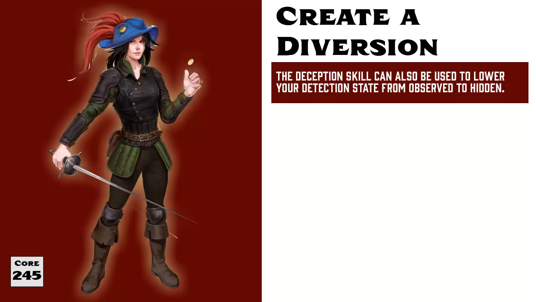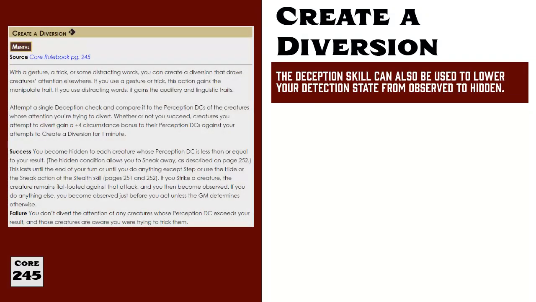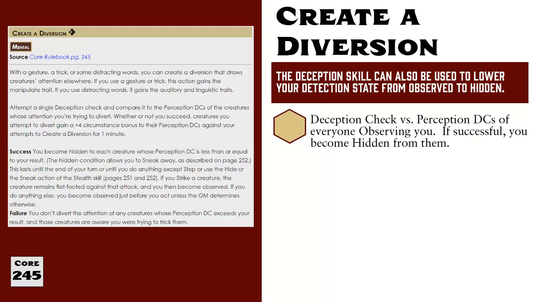Disappearing behind cover or in a blanket of darkness is one way to lower your state of detection from observed to hidden, but another option is to trick those people observing you into looking the other way. You can accomplish this with the Create a Diversion use of the Deception skill. When using Create a Diversion, you do something to trick any onlookers into momentarily turning their backs on you and hope by the time they turn back around, you'll have disappeared. This requires a deception check contested by the perception DCs of everyone observing you.